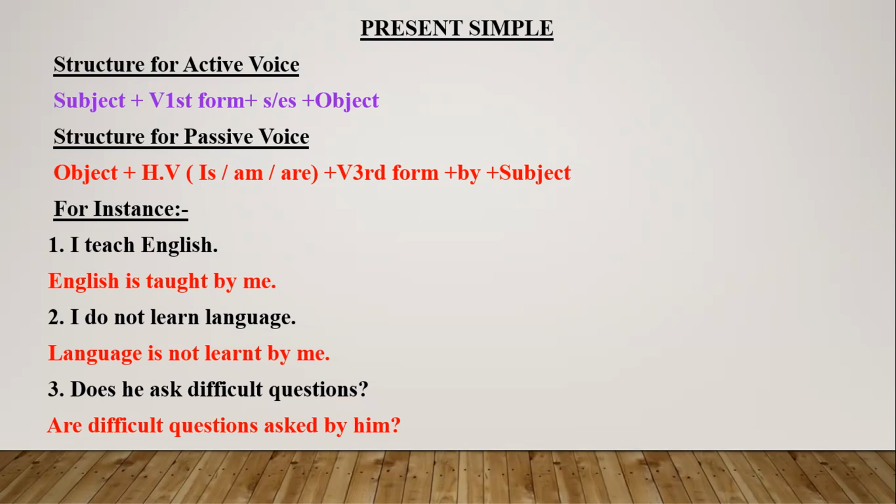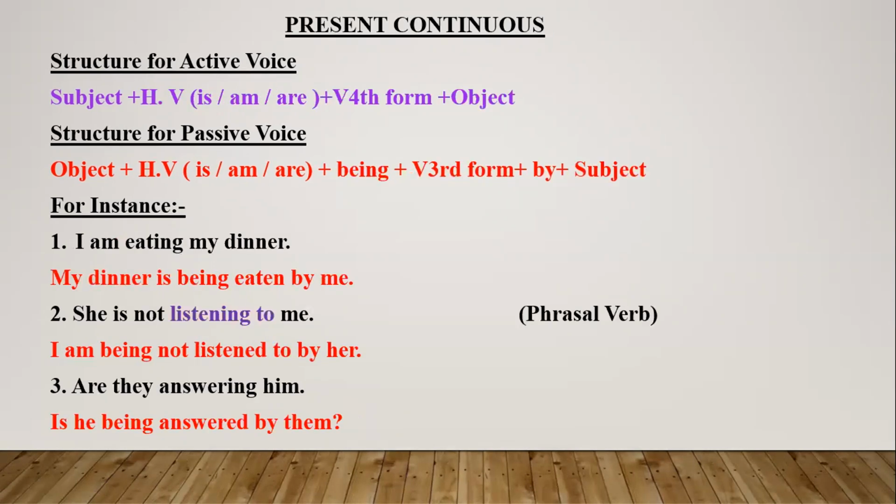So let's move towards number two. That's called present continuous, right? Present continuous. So structure for active voice: subject, helping verb is, am, are, we use fourth form and object. So whenever you are going to convert present continuous active into passive, please remember one thing, that after object, obviously helping verb will remain the same. I repeat again, after object, helping verb will remain the same in present continuous tense, and we use being. After helping verb, we use being, and third form of verb as usual in passive voice and by plus subject. So let's have an example.